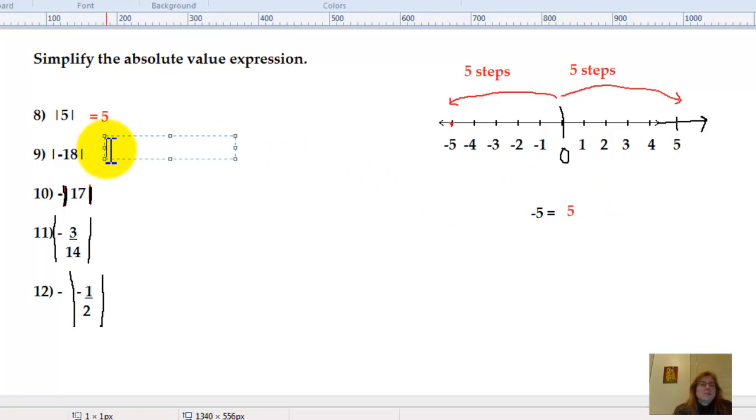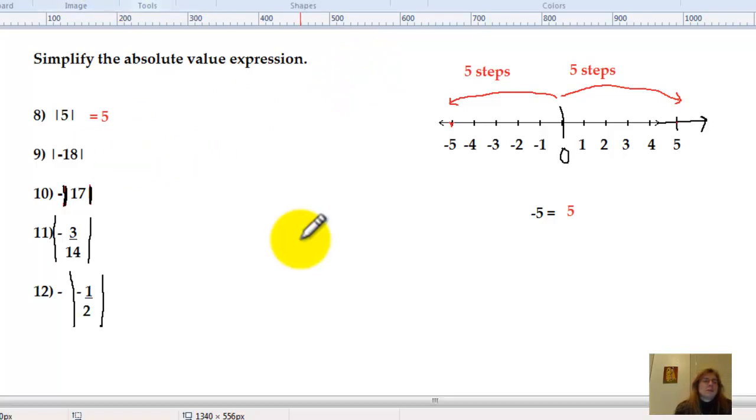Now, for the rest of these, I'm not going to draw a number line, but we will type in. So the absolute value of -18 is 18, because even though it is to the left of 0, you still just walk 18 steps to the -18. It's the distance from 0, not how much less than 0 it is.